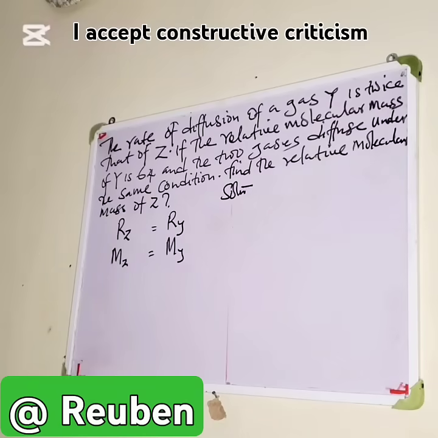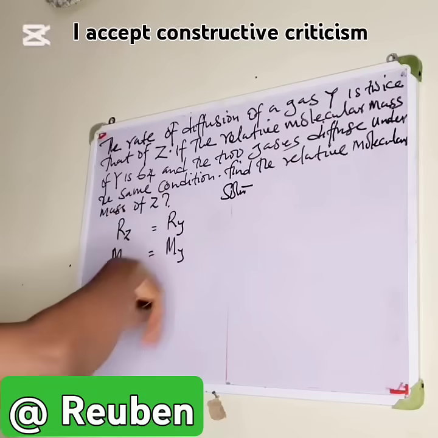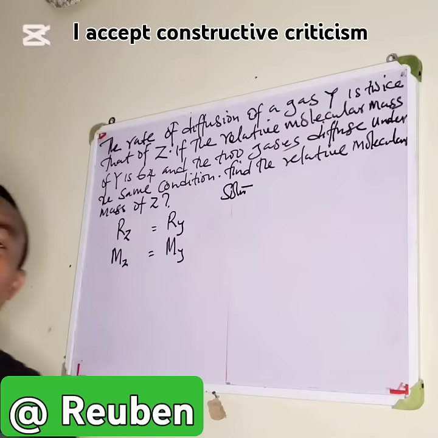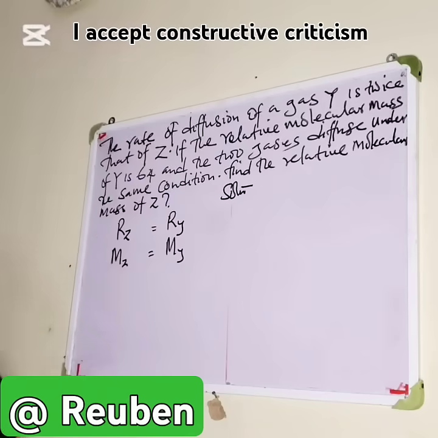Guys, I want to express something here before we continue. Now, the rate of Y is twice that of Z. Remember, we do not know any rate, but they are telling us that the rate of Y is twice that of Z.